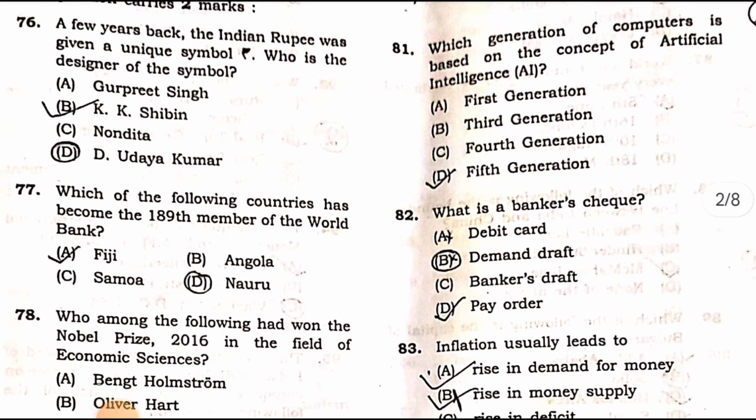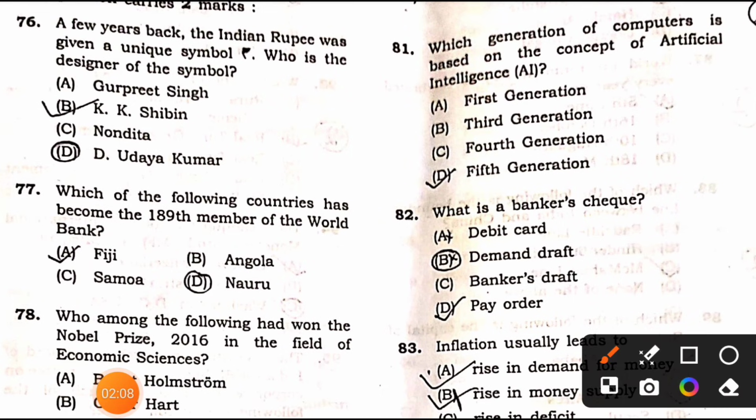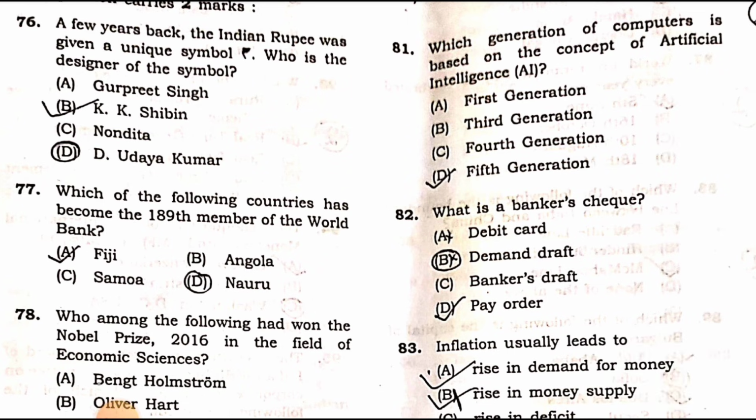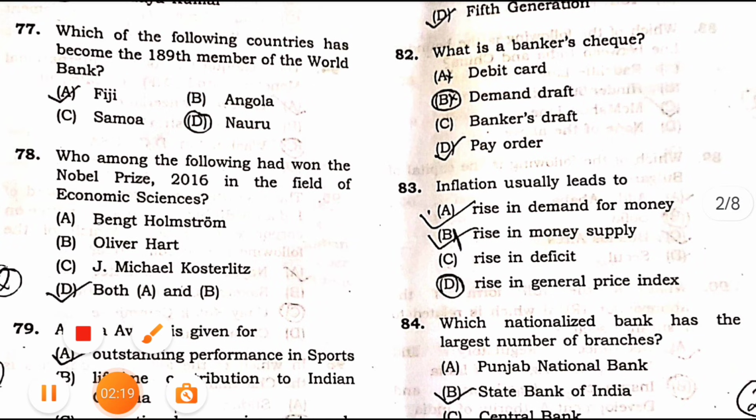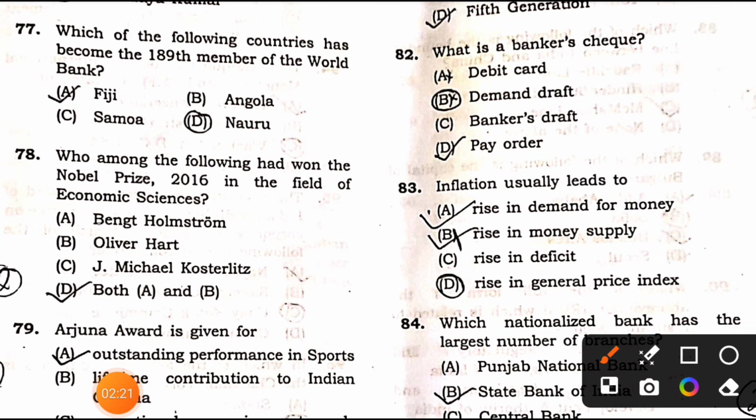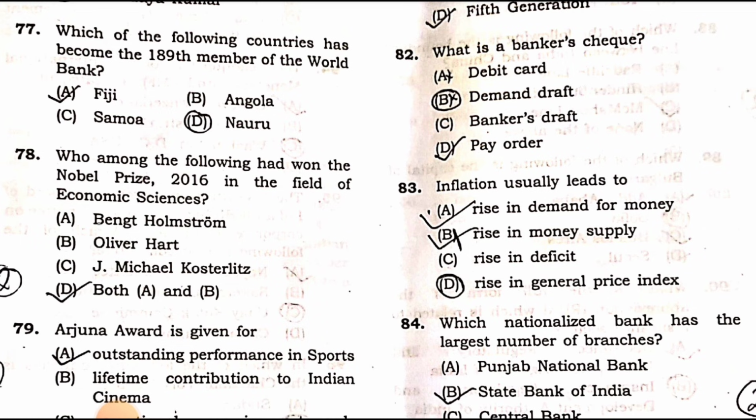And 81. Which generation of computer is based on the concept of artificial intelligence, AI? Fifth generation. D is the correct answer. What is a banker's cheque? The correct answer is B, demand draft. Question 83. Inflation usually leads to a rise in the general price index. D is the correct answer.